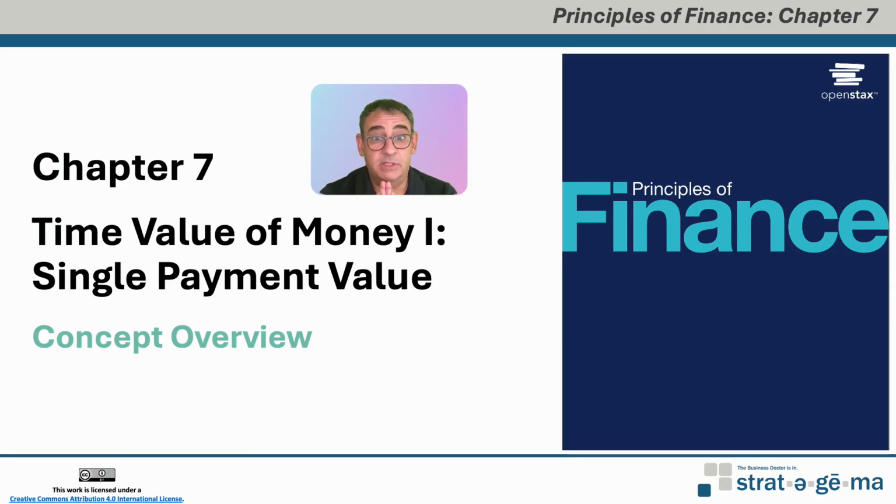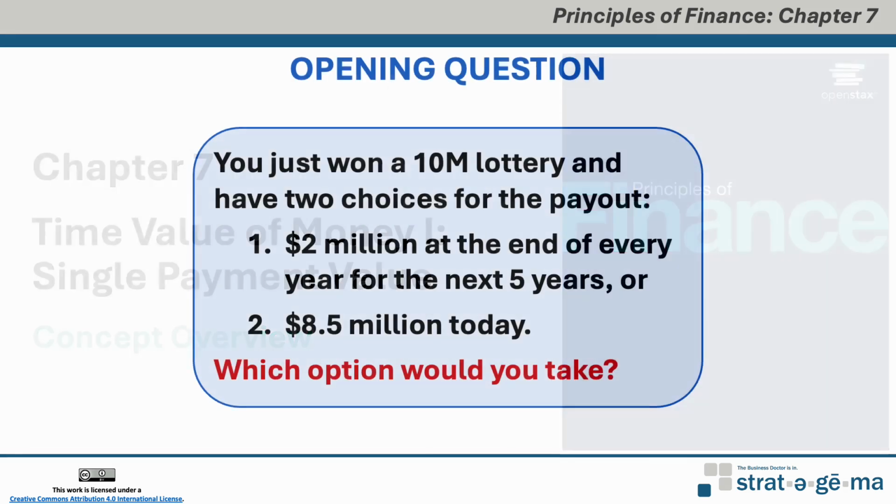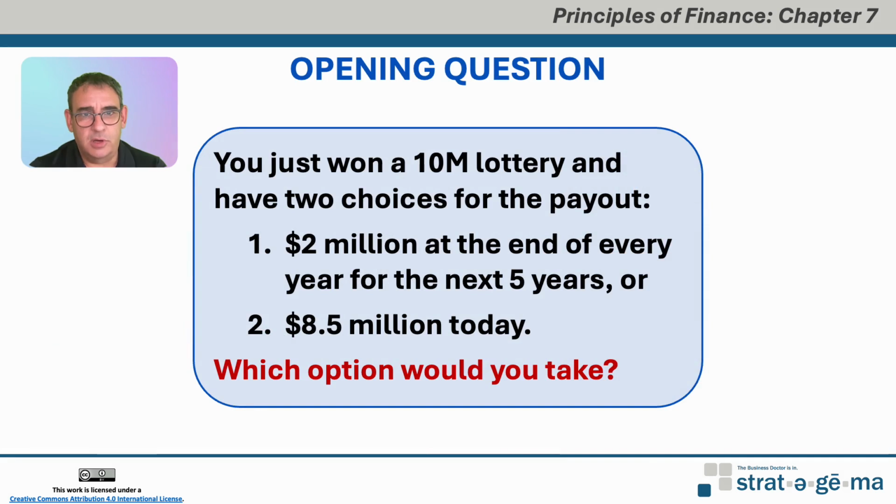Before we get into the material, what I'd like to do is put a scenario into our heads for something to ponder. So consider that you just won a $10 million lottery and you have two choices for the payout. You could either take $2 million at the end of every year for the next 5 years or $8.5 million today. Which option would you take?